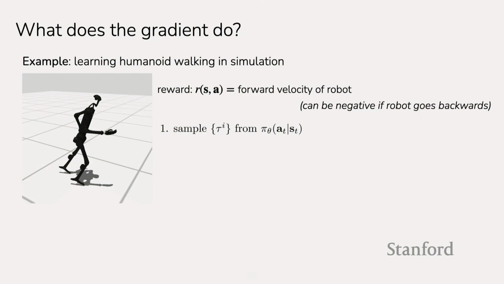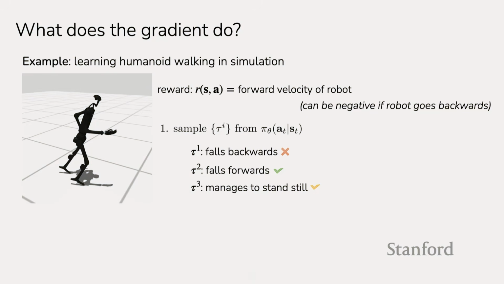First, we'll sample from our policy. Say we have a policy that's not very good at the beginning. So in the first trajectory, maybe it falls backwards. In the second trajectory, maybe it falls forwards, which will actually technically give it positive reward. So the sum of rewards will be positive.